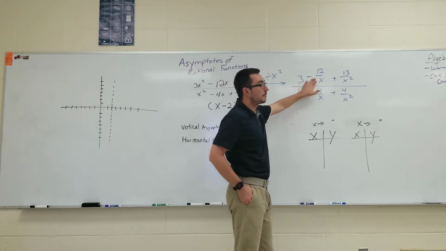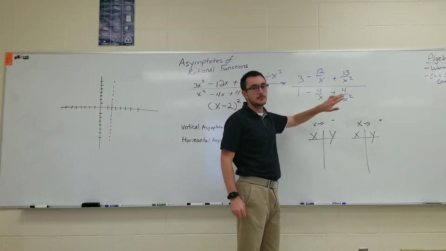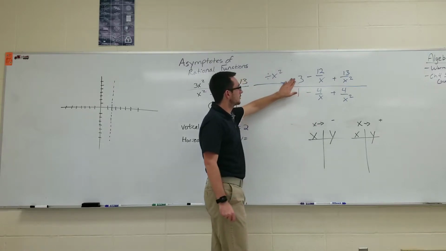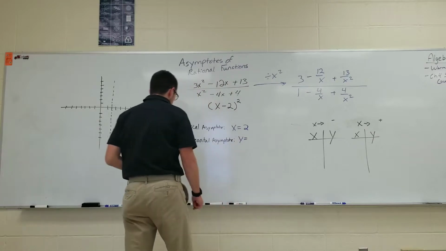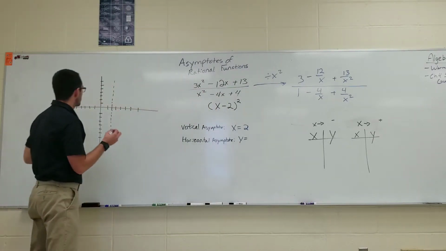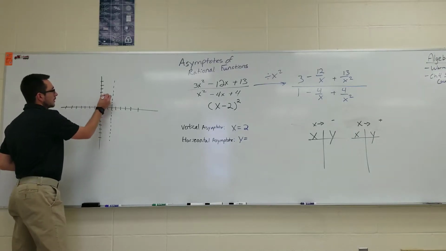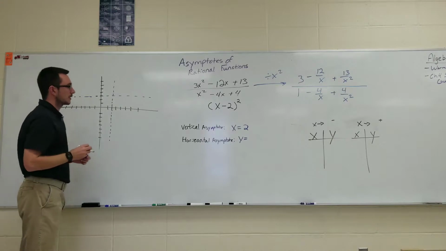So this is going to be basically 0, basically 0, basically 0, basically 0. All that's left are the first terms, 3 over 1, or just 3. That's where we're going to put our horizontal asymptote. So 1, 2, 3. That's where we go from there.